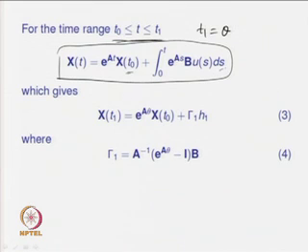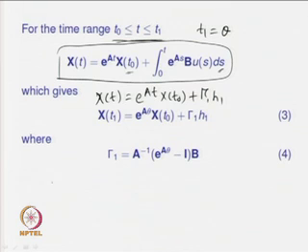So, s is a variable, it is not the s domain, it is not the Laplace domain for us. Now, s is a variable. So, the integral can be found, and it will give us an expression of the form x(t) is equal to e to the power At x(t0) plus gamma 1 h1. Where is that h1 coming from? That is coming from the input.